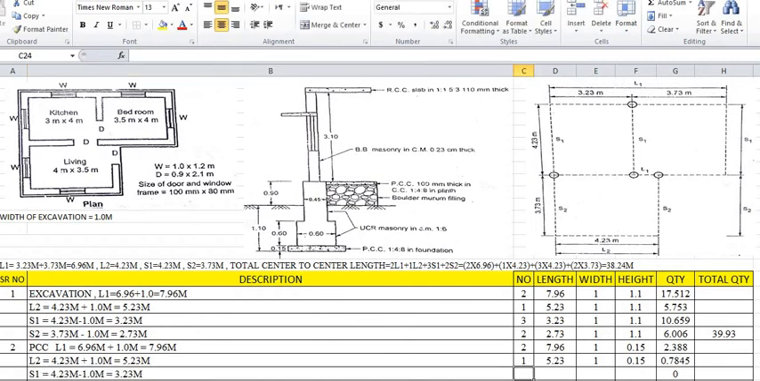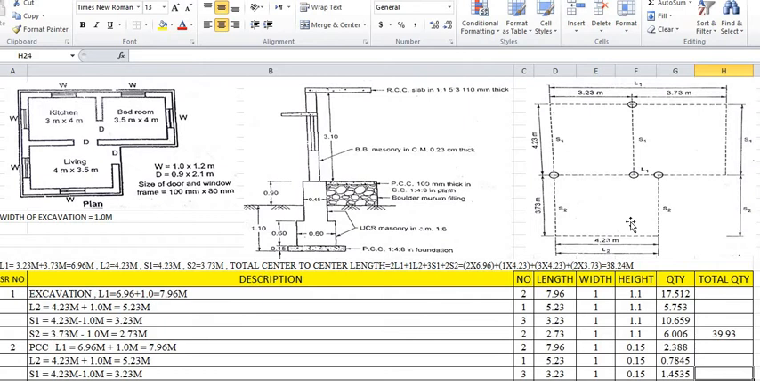Again the quantities: how many numbers of S1 are there? S1 is 3 numbers. Here we have already taken this along this line as 3, so 3 numbers are there. Again 3.23 is the length, again 1 meter, again 0.15, which is nothing but the height of PCC. So in this way we have calculated S1.